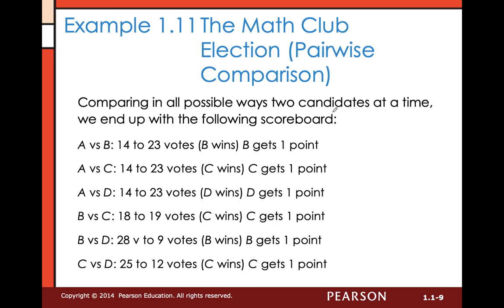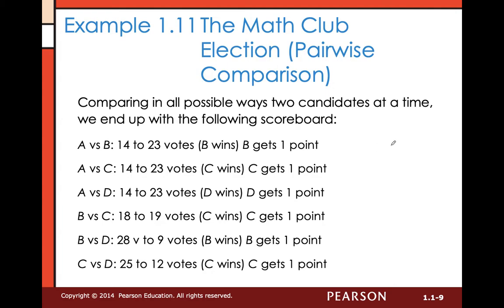So if you do that for all of the candidates one at a time, or really two at a time, we end up with the following scoreboard. A versus B, B got the point. A versus C, C gets the point. A versus D, D gets the point.